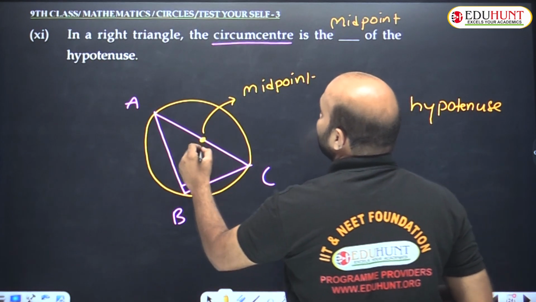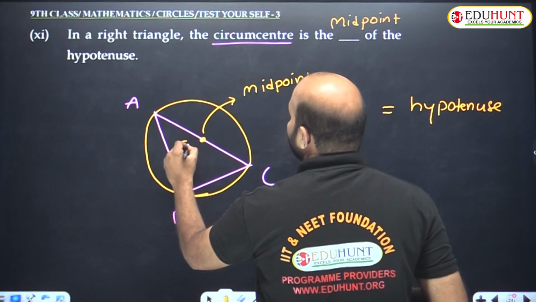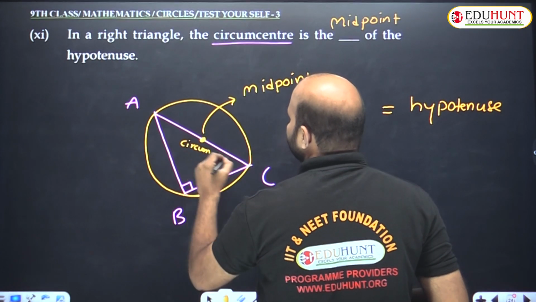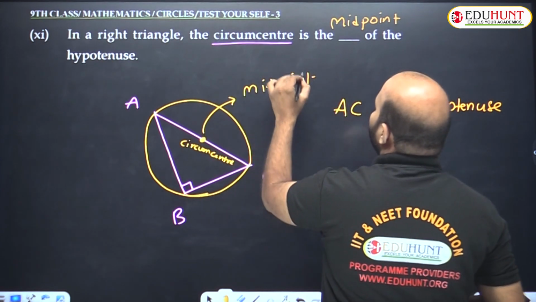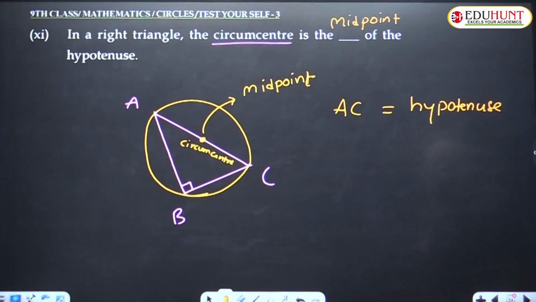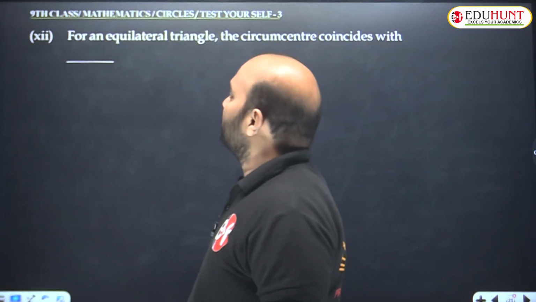So it is also called circumcenter. So this is a circumcenter. It is the midpoint of the hypotenuse. Then the answer is midpoint, the required answer. Let's go to question number 12.